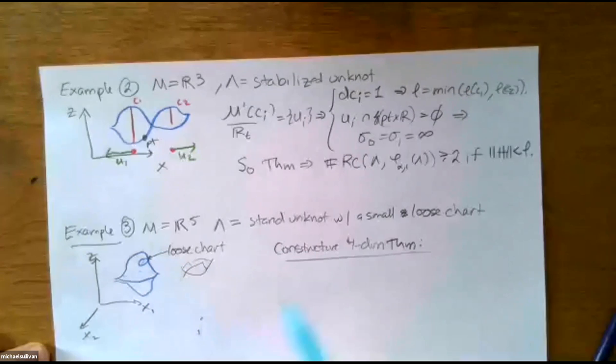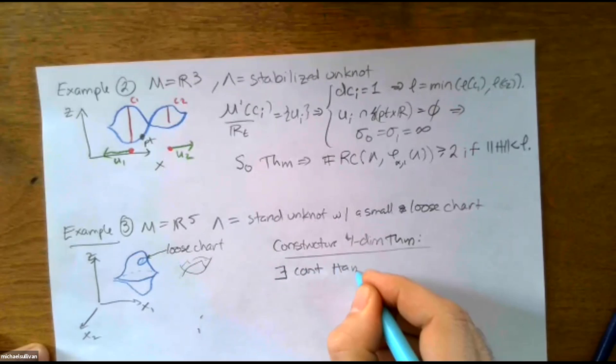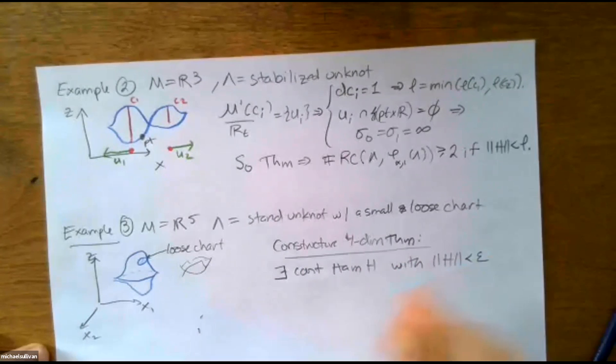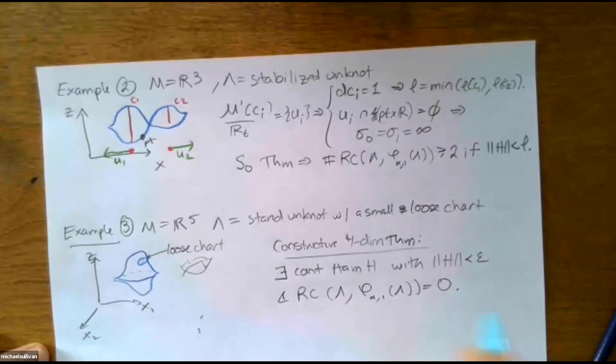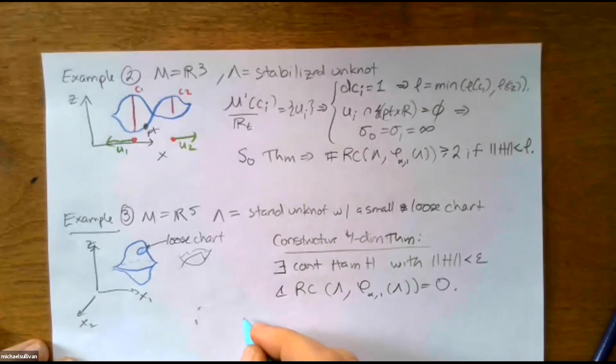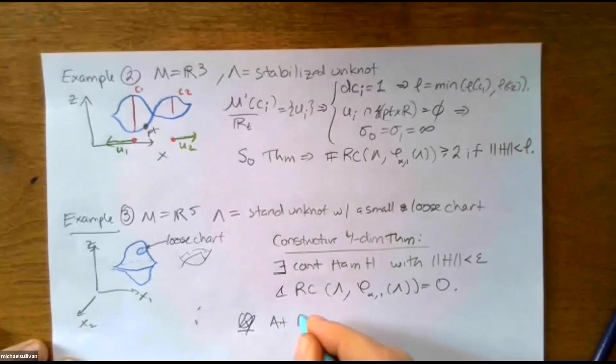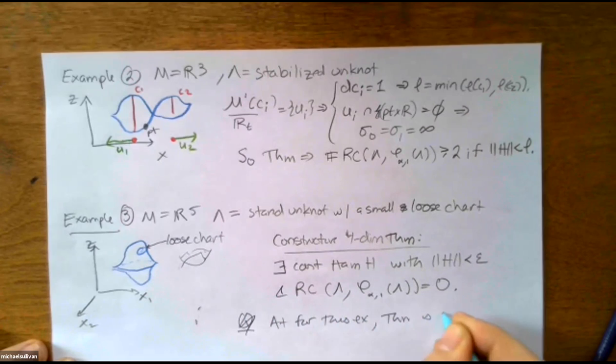But in fact, there exists a contact Hamiltonian H with small Hofer norm such that there are no Reeb chords between this original Legendrian and its image under this Hamiltonian. I should say this is just a constructive proof, and it's based in 4 dimensions. So at least for this example, the theorem is sharp.